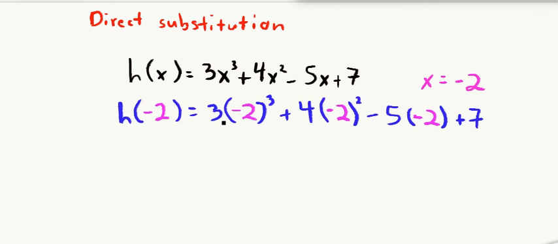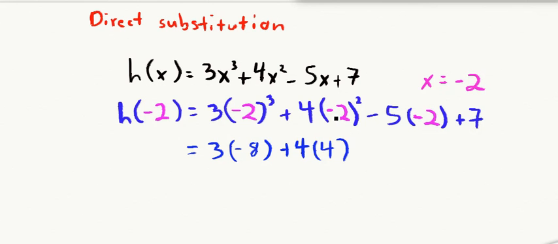Okay, so we have multiplication, and we have exponents, and then we have addition or subtraction. So we need to do order of operations, and exponents come before multiplication or addition and subtraction. So first we're going to evaluate the exponents, and everything else is just going to stay the same, okay? So this is going to equal 3 times -2 to the third power, okay? So -2 to the third power is -8, plus 4 times -2 squared, which is going to give us +4.